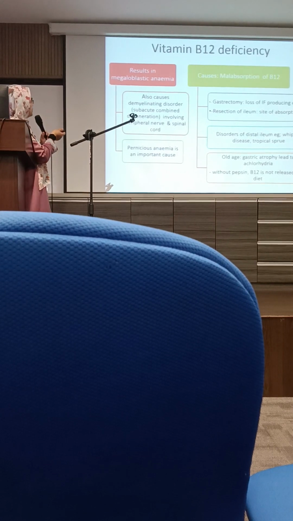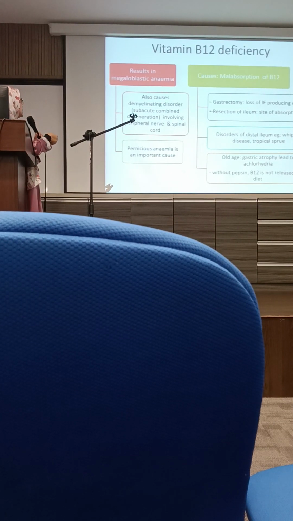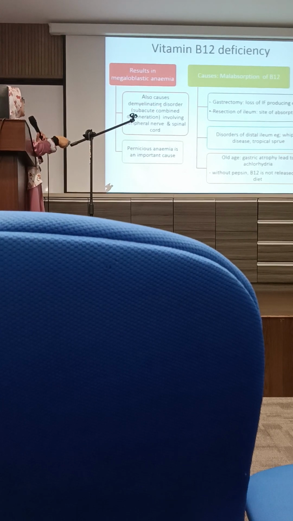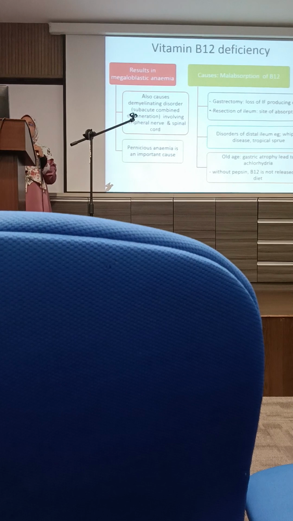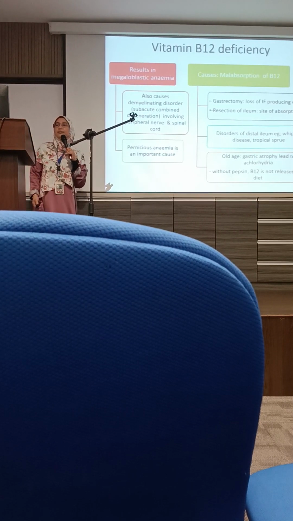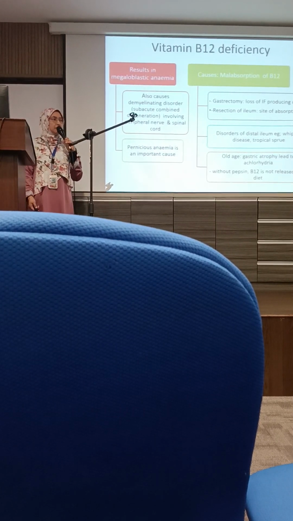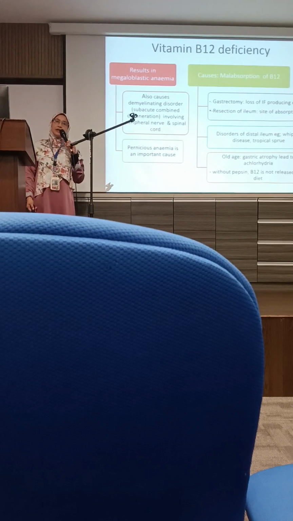If it is due to B12 deficiency, it also results in megaloblastic anemia, but it is associated with a demyelinating disorder. We call it subacute combined degeneration, which involves the peripheral nerve and spinal cord. You have learned this too, right? CNS.